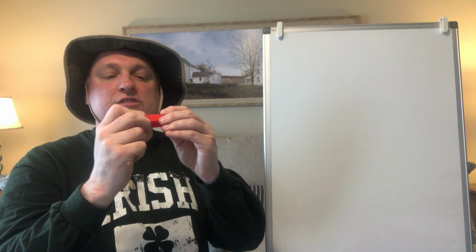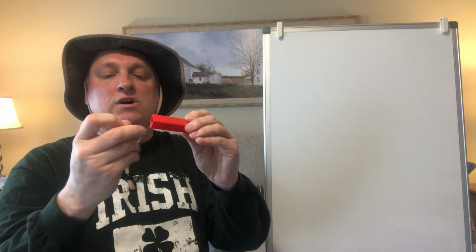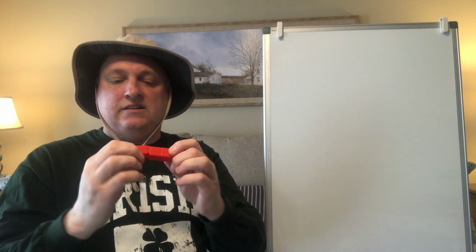Let's keep going. Let's do some red ones this time. So I'm going to grab a bunch of red ones, and I'm going to make 1, 2, 3, 4, 5, 6, 7, 8, 9, 10, and I have another group of 5.